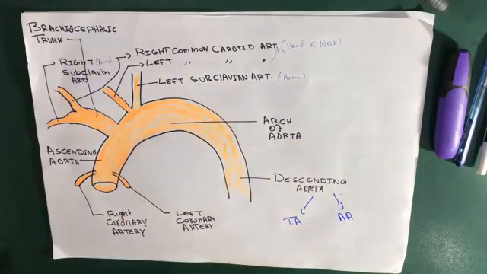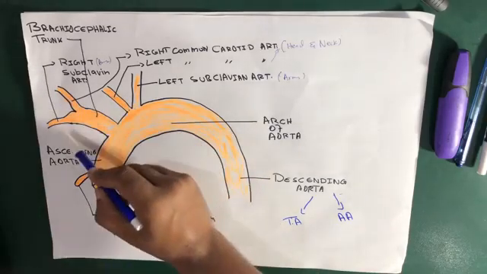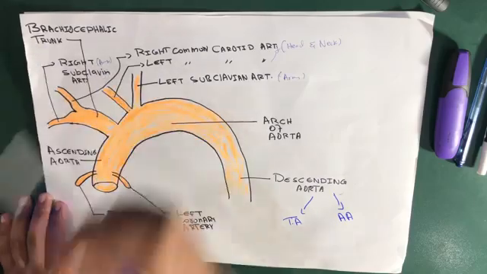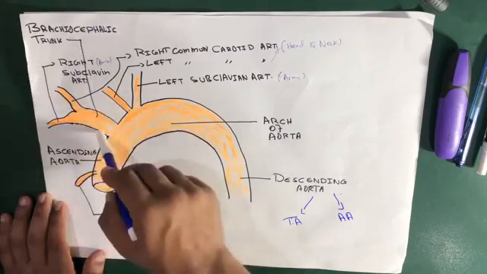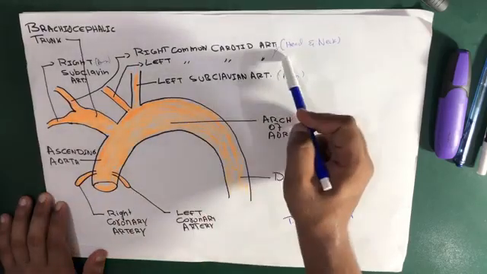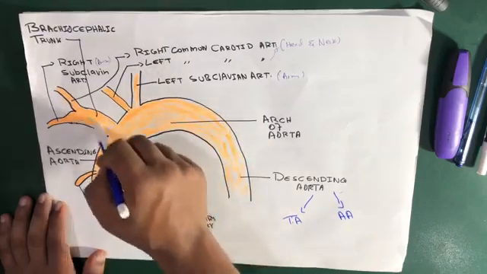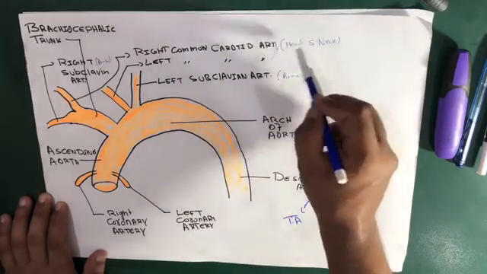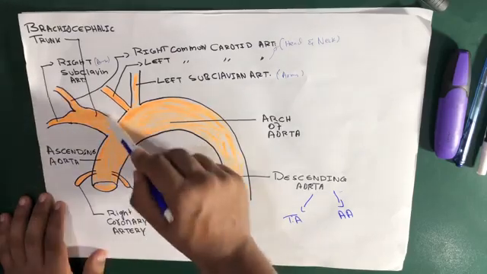The brachiocephalic trunk divides into two other branches. The right subclavian artery supplies the upper limb, and the right common carotid artery supplies the head and neck. Both are branches of the brachiocephalic artery.